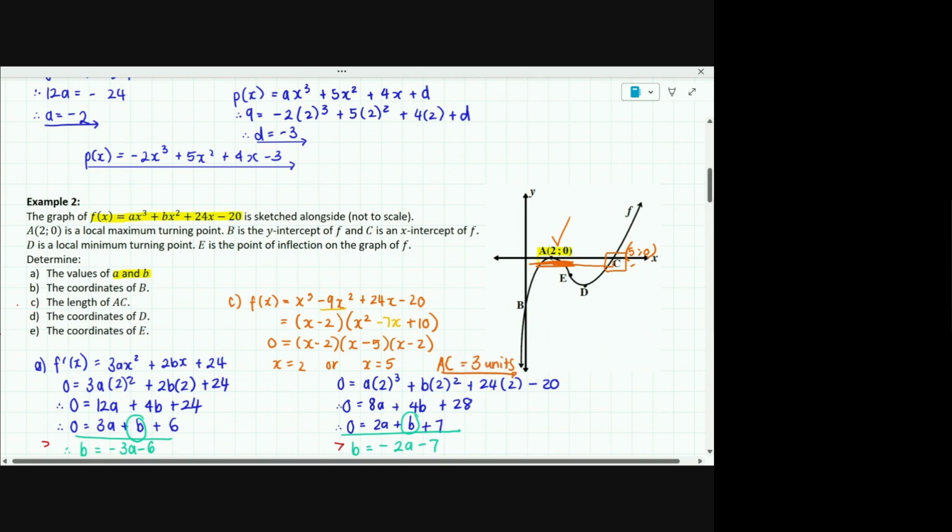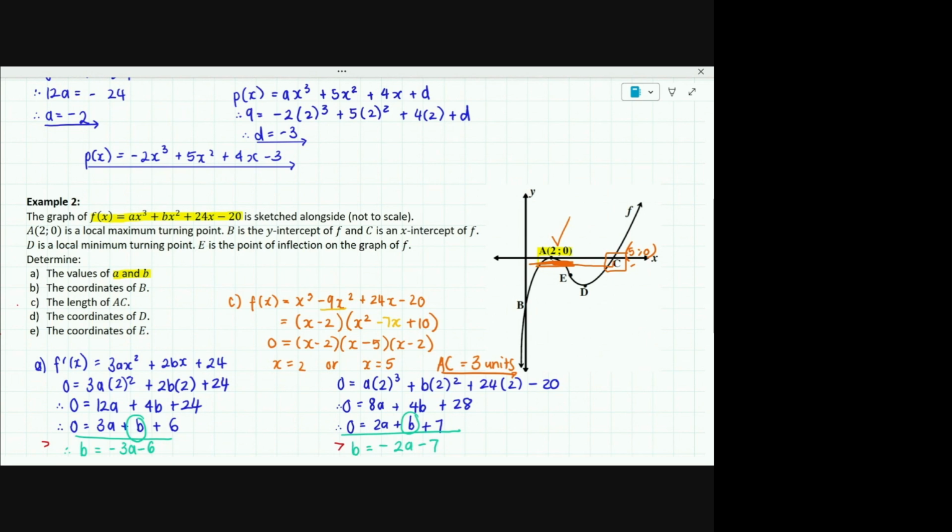Once we knew where our two x-intercepts were, it was then easy to count the distance. A is at 2, C is at 5. That is a distance between the two of them of 3 units. All right, so you need to have both, but once you've got that, it's counting.